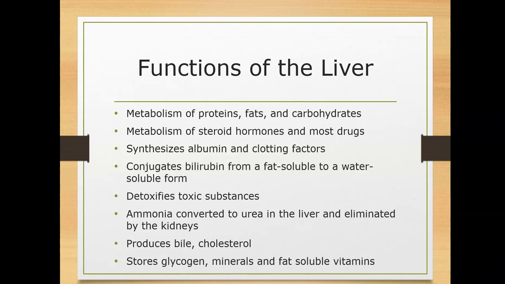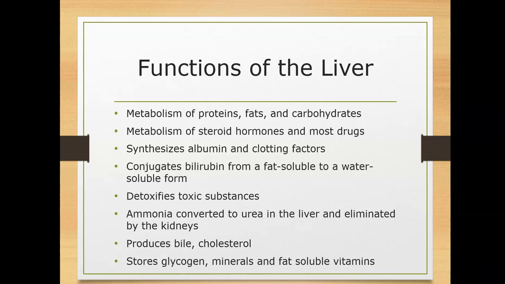The liver conjugates bilirubin from a fat-soluble to a water-soluble form, which is then able to be excreted. The liver detoxifies toxic substances such as alcohol. Think about what drugs are also toxic to the liver. Ammonia, which is a byproduct of protein metabolism, is converted to urea in the liver and eliminated by the kidneys.